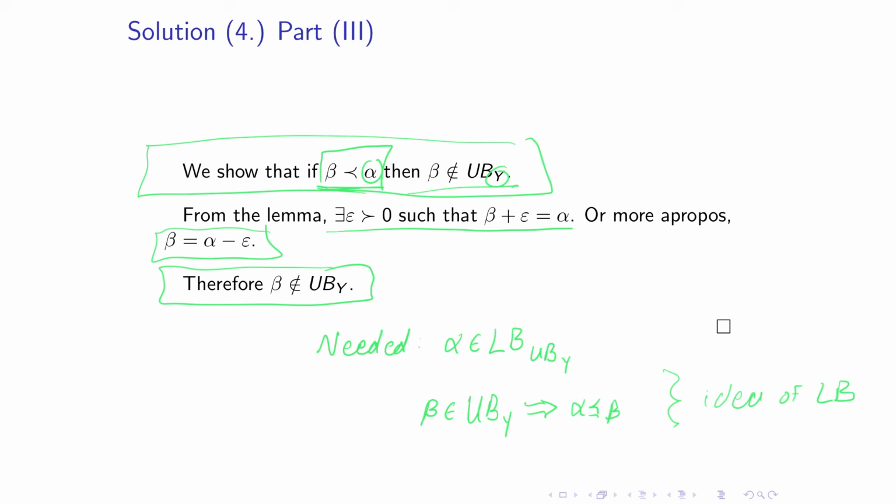We took the contrapositive of that, which is to show that if beta strictly precedes alpha, then beta is not an upper bound of Y. And this is what we have now finally shown. So we have exactly what we set out to prove. Since we already had the other property of being a minimum, we now know that alpha is the min of the upper bounds of Y, which is to say alpha is the sup of Y, and the proof is complete.